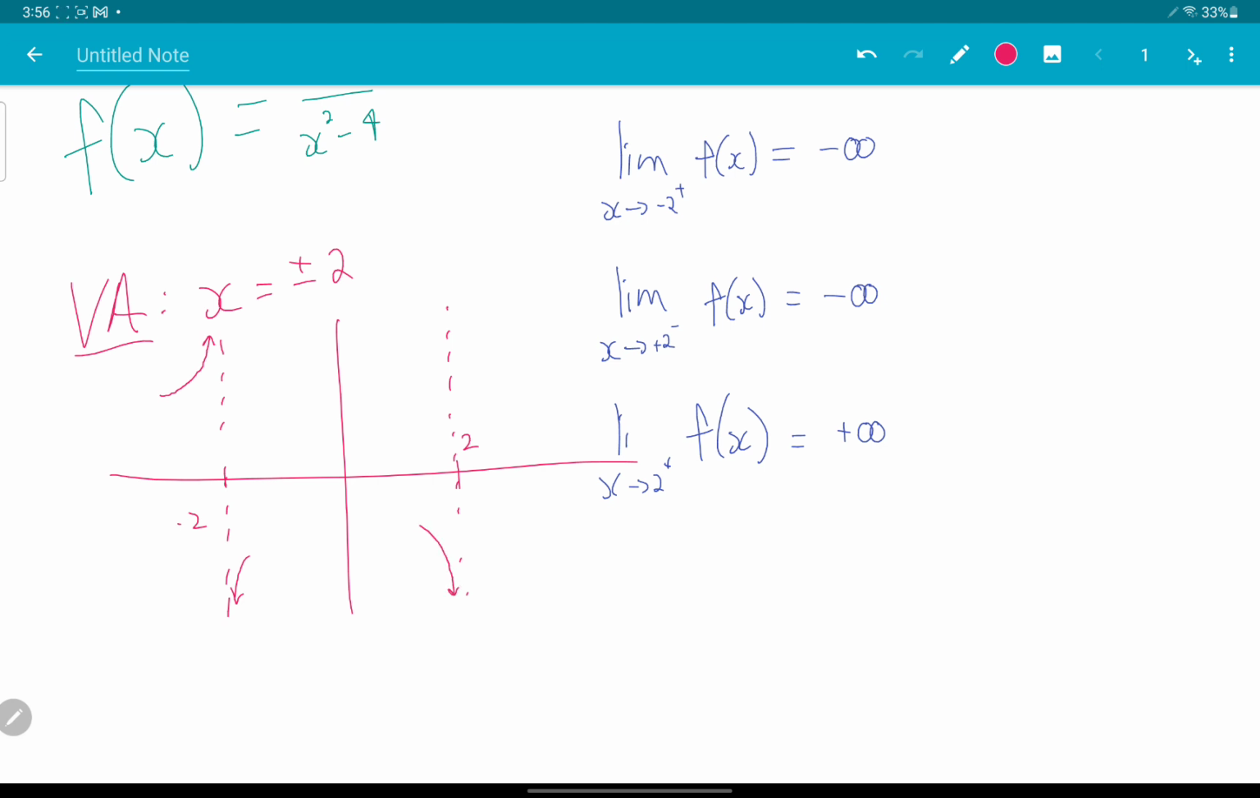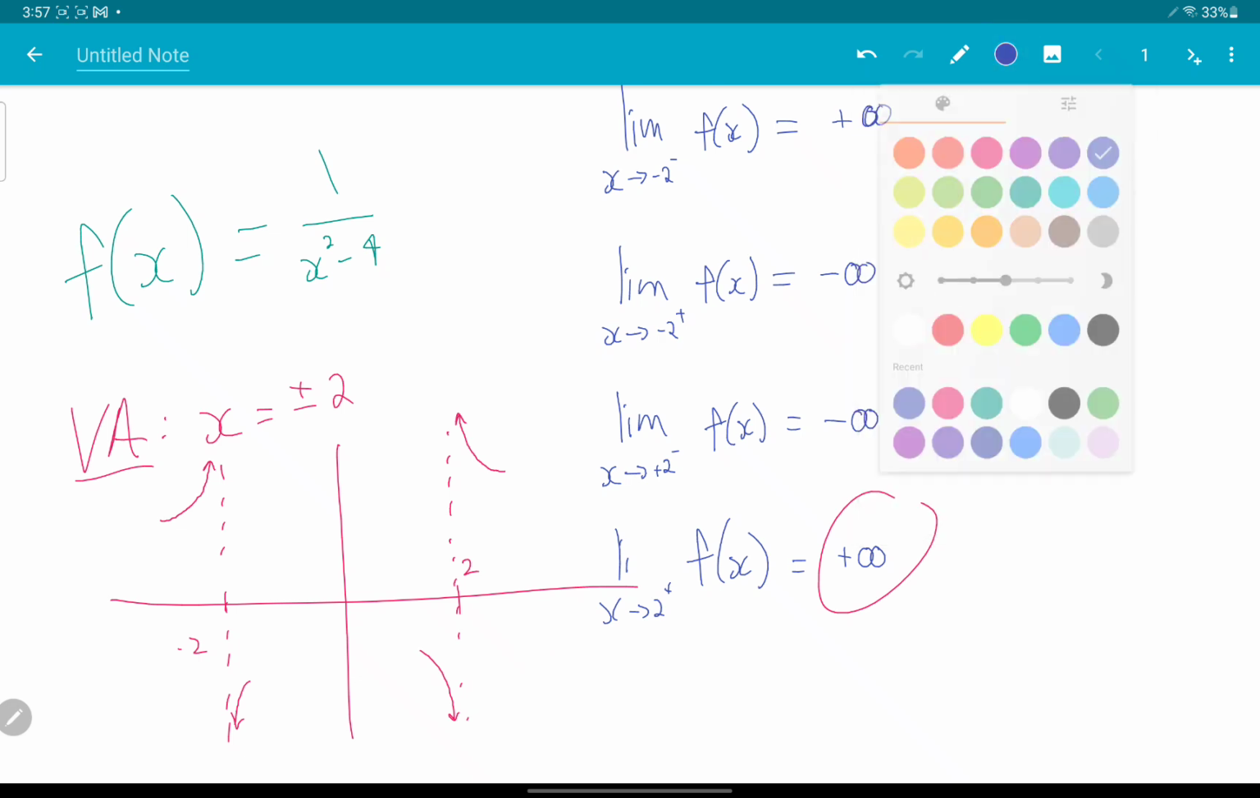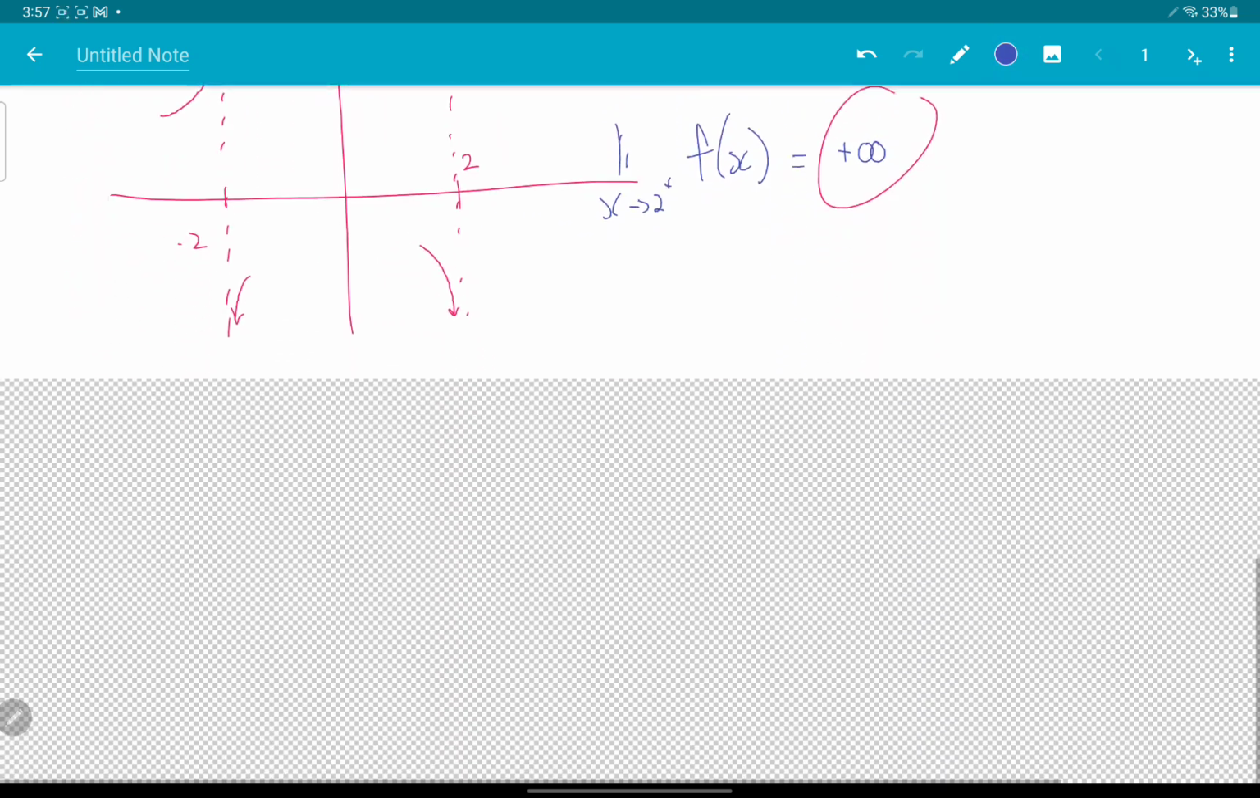like that. And approaching plus 2 from the right, I'm going up to plus infinity, so I have like so. Okay, so this seems like a whole bunch of work, but I hope you agree I have some information gained about my graph. Okay, horizontal asymptotes.